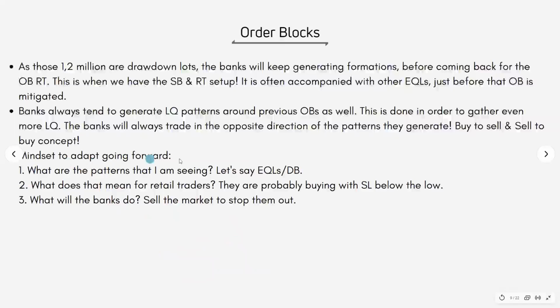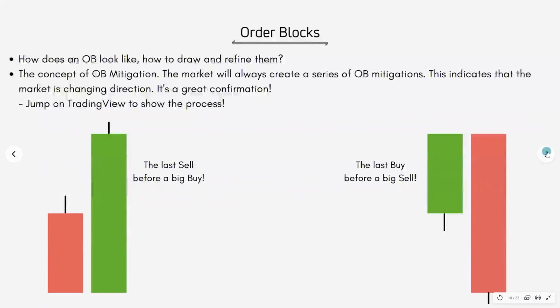And yeah, a little mindset going forward. What are the patterns that I'm seeing? Let's say those are equal lows or double bottoms. What does that mean for retail traders? That means that they are probably buying at the double bottom with stop loss below the low. What does that mean for the bank? They want to sell the market to stop them out, to create an order block, and then to go, right? So keep that in mind. When you see those liquidity formations, I'm going to speak about liquidity in a little bit. This is what they're doing. And this is basically what an order block looks like.